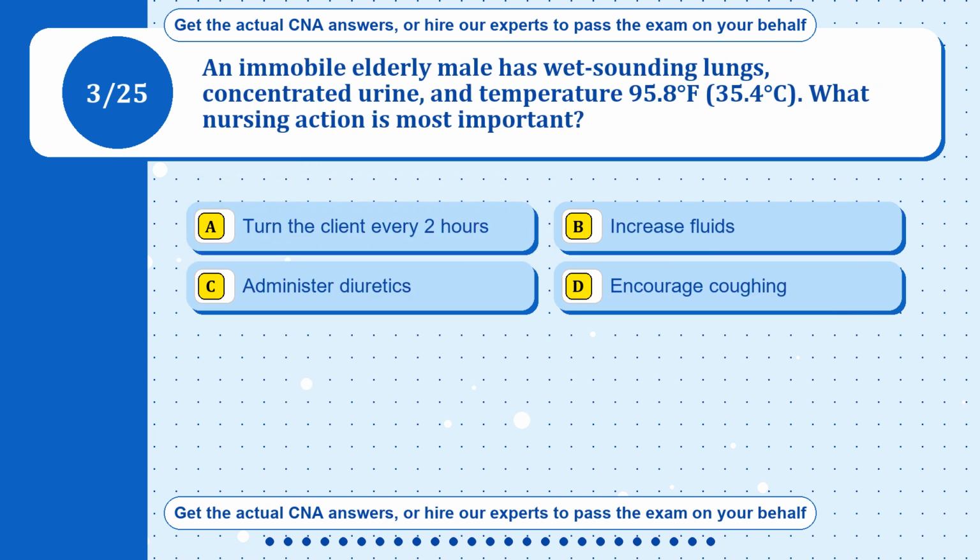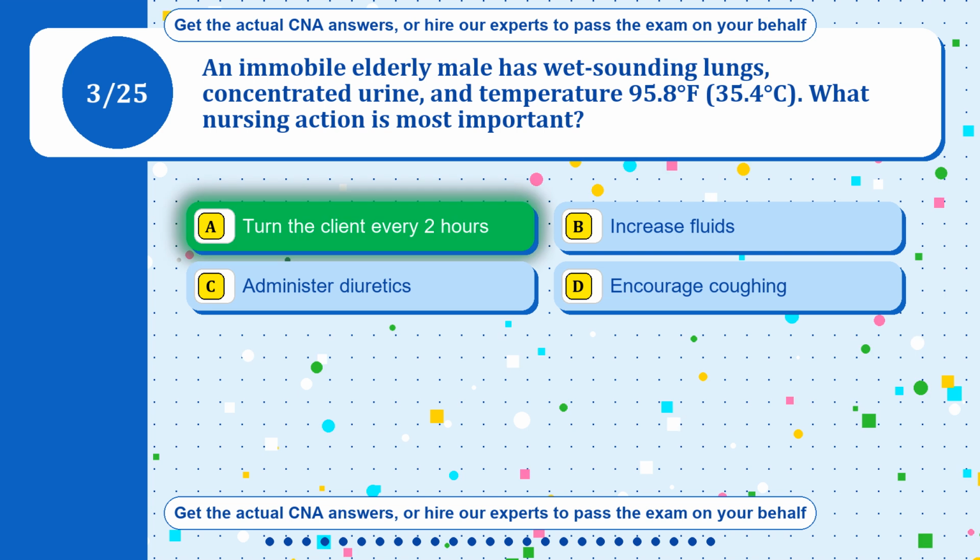Question 3. An immobile elderly male has wet-sounding lungs, concentrated urine, and temperature 95.8 degrees Fahrenheit, 35.4 degrees Celsius. What nursing action is most important? Option A, turn the client every 2 hours. Option B, increase fluids. Option C, administer diuretics. Option D, encourage coughing. The correct answer is option A, turn the client every 2 hours.